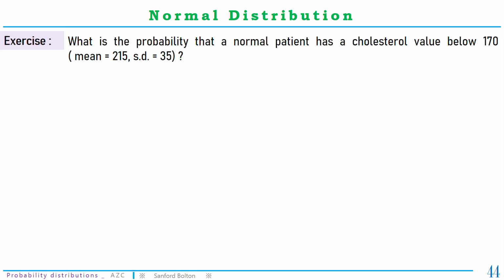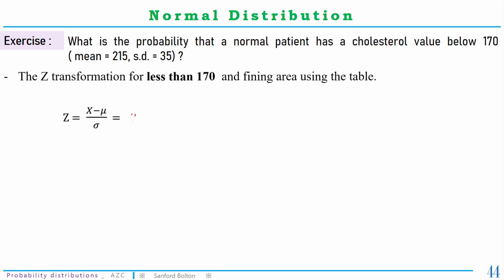Exercise: what is the probability that a normal patient has a cholesterol value below 170, mean is 215, and standard deviation is 35? Perform the z-transformation for less than 170 and find area using the z-table. Z-value obtained is minus 1.29.